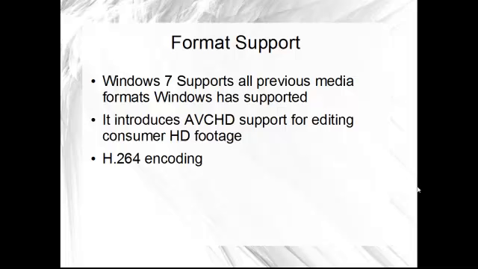Basically, what that is, is a format for high definition video used in a lot of consumer video cameras these days, and it makes editing it a whole lot easier. Usually you would have had to compress the footage to something else, but you can edit it in its raw format, which is usually .m2ts, I believe. Also, another thing Windows 7 includes is H.264 encoding, which is useful for encoding and decoding different video codecs.